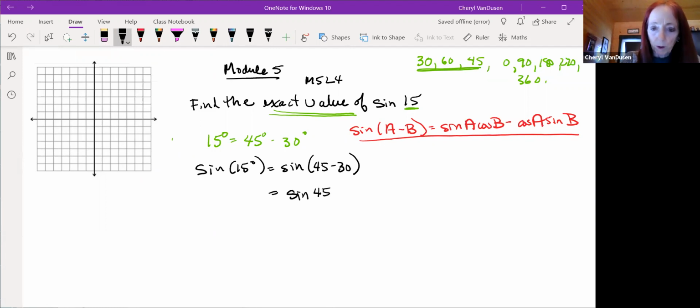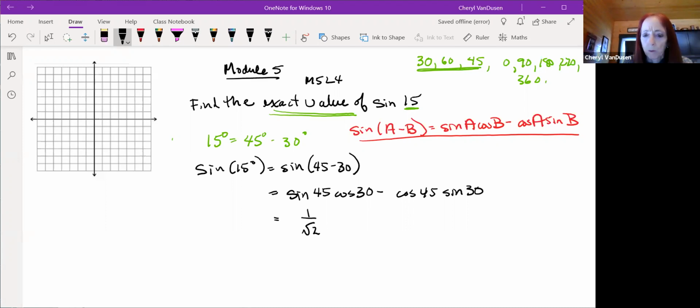So sine of 45, cos of 30, take away cos of 45, sine of 30. Special triangles can then get you your answers. If you've taken the time to memorize your unit circle, you can get your answers from there, wherever you want to get your answers from. So sine of 45, I'm not doing it with rationalized denominators. We can do that at the end if we want. It's 1 over root 2.